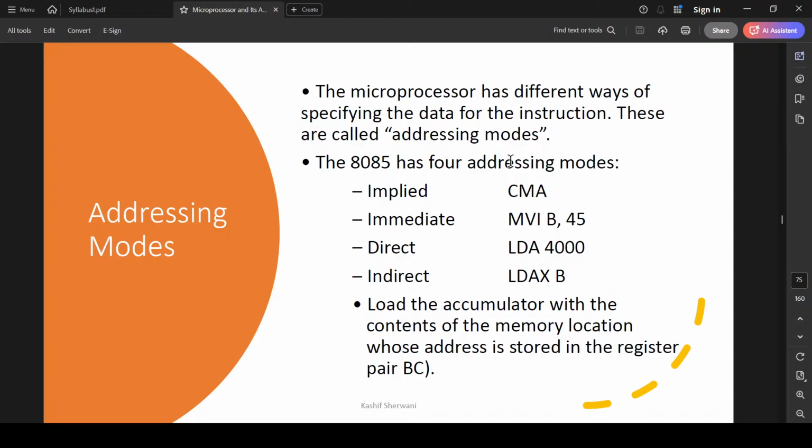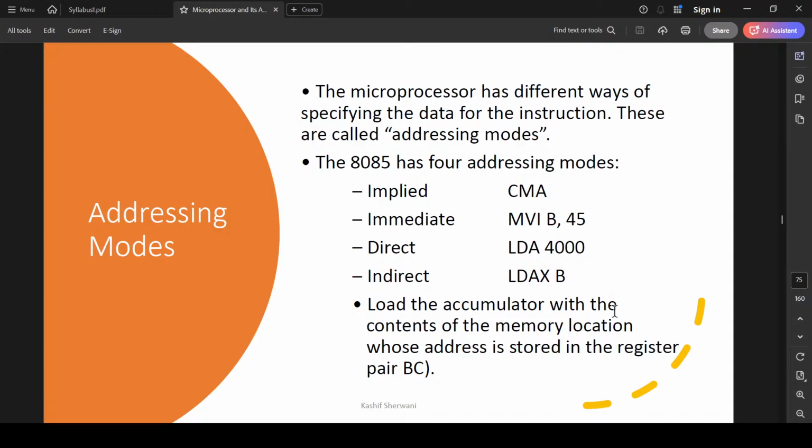Implied: no need of a location or memory location or data. Then we have immediate. Then we have direct, from the memory location, and indirect, from a register.